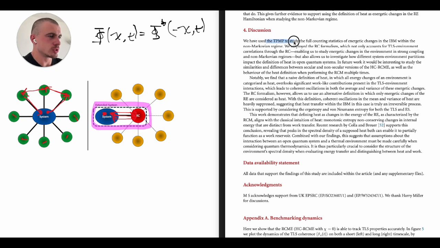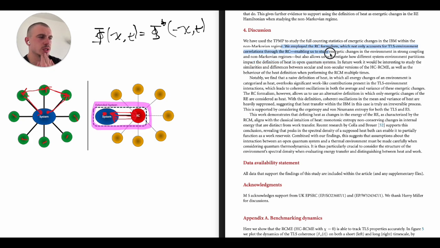So we've used the two-point measurement protocol to calculate the full statistics of energetic changes in the independent boson model in the non-Markovian regime. We employed the reaction coordinate formalism, which accounts for the two-level system environment correlations through the reaction coordinate, which enables us to study the energetic changes in the environment in the strong coupling and non-Markovian regimes. It also allows us to investigate how different system environment partitions impact the definition of heat in open systems, right? So that's our full bath versus our residual bath definition of heat.